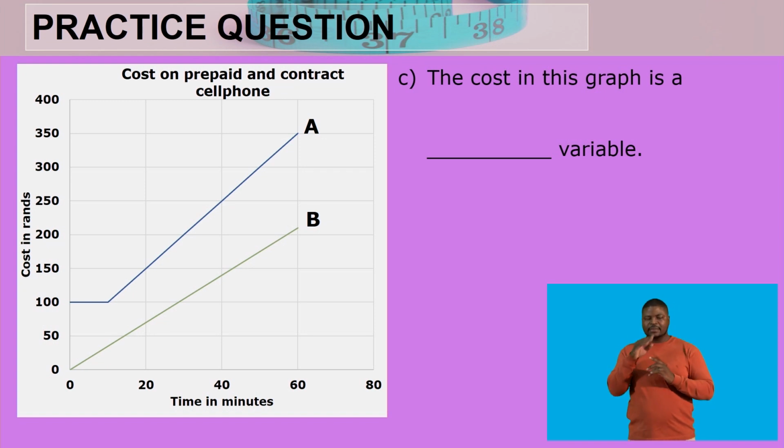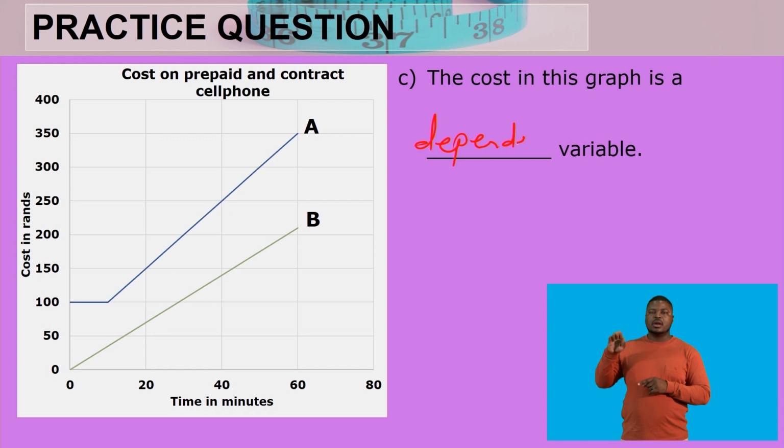Then question C says, the cost on the graph is a variable. So the cost is our dependent variable. Why do we say it's a dependent variable? Because this cost depends on how many minutes you have spent.